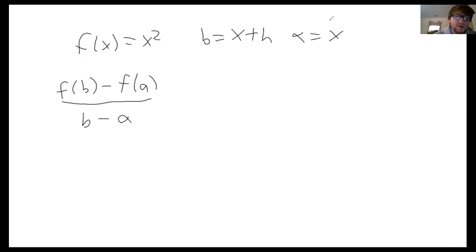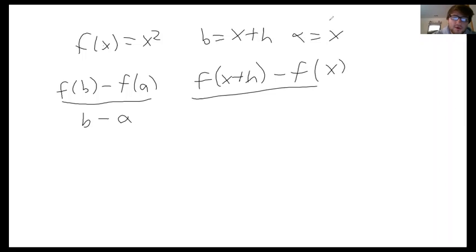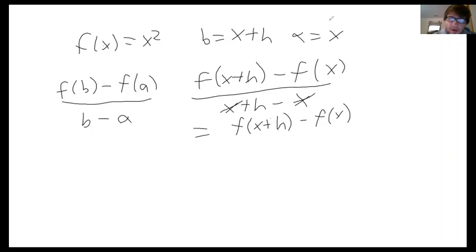So we can go ahead and rewrite this as f of x plus h minus f of x over x plus h minus x. And here we see we get a cancellation, so we can cancel the x's. And we're just left with f of x plus h minus f of x, and that's going to be over h.